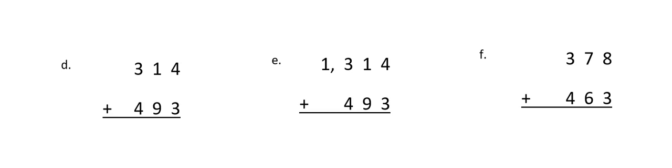In each problem, the numbers are stacked on top of each other so that the place values line up, meaning my ones are on top of my ones, tens on top of my tens, hundreds on top of my hundreds, and so on. I'm going to start my addition in the ones column. So in problem D, I have 4 plus 3, which equals 7. So I'll put that sum down below.